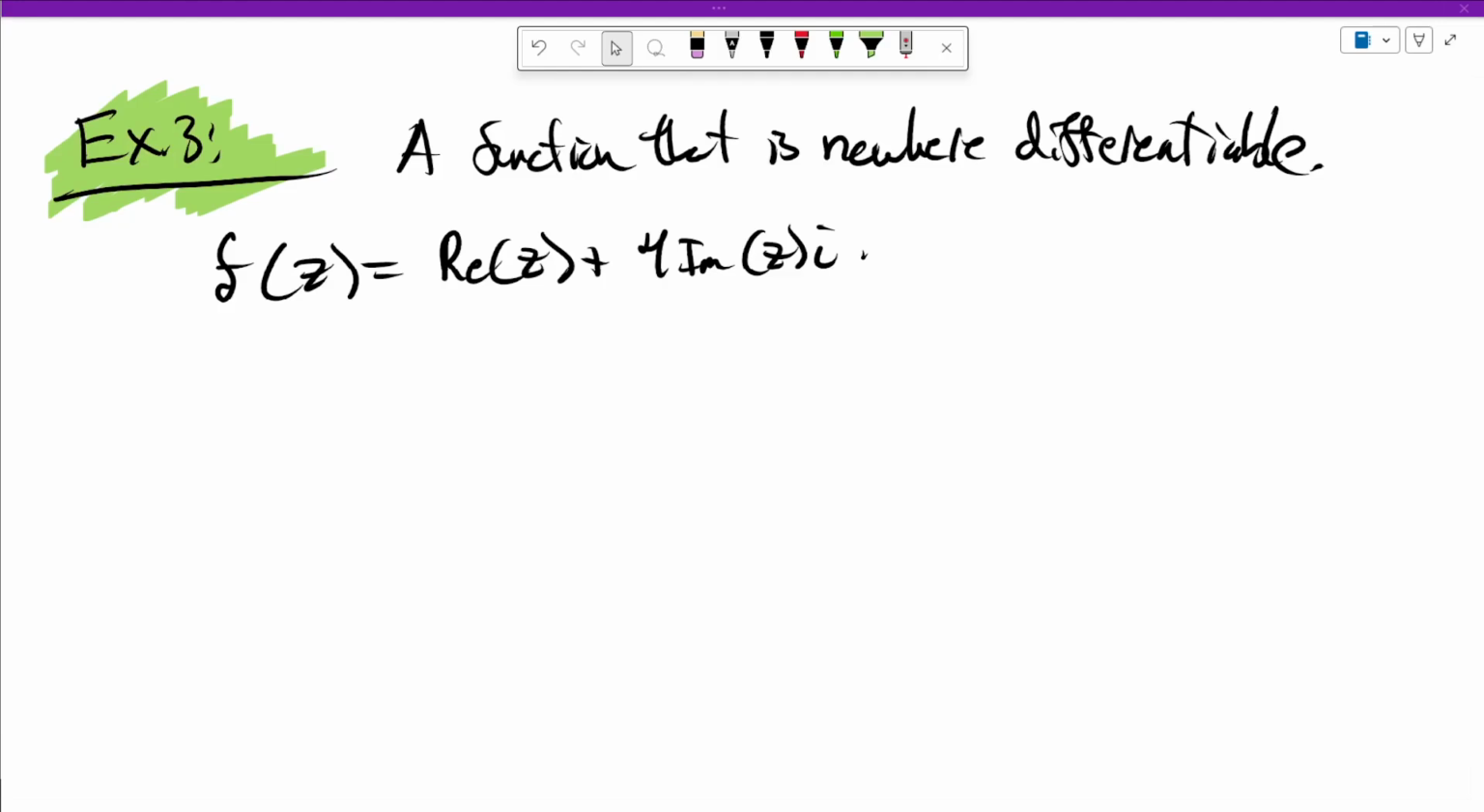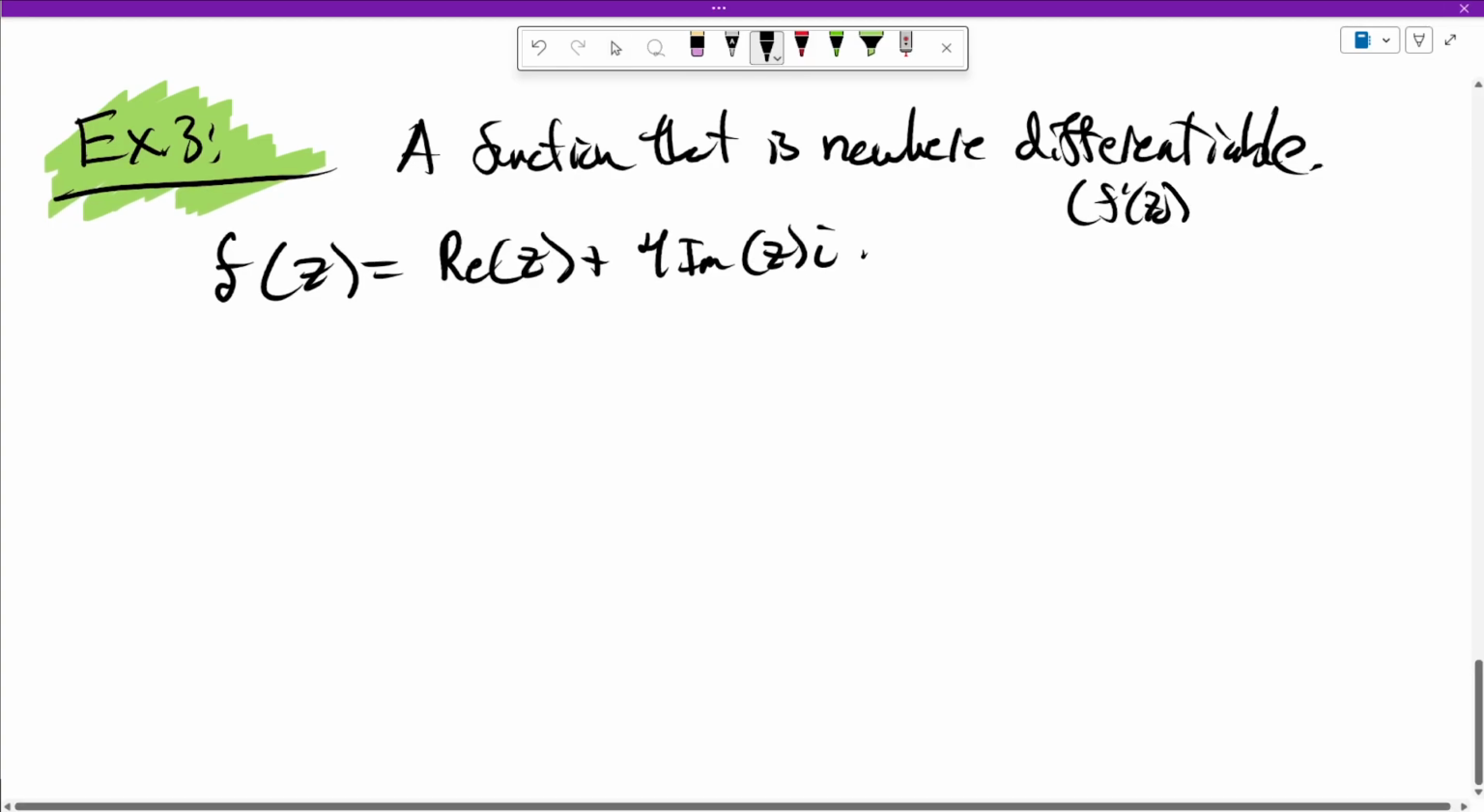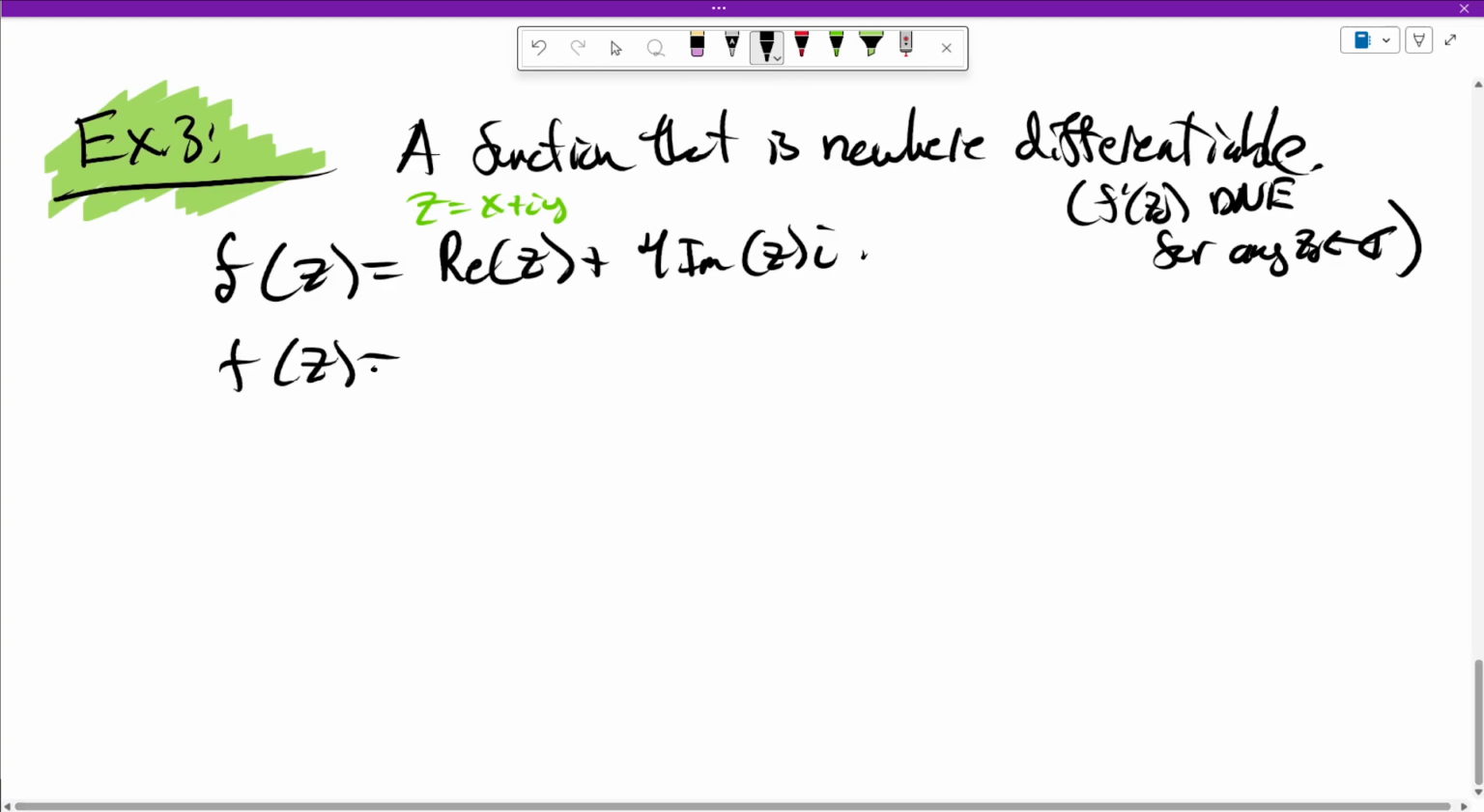In the next example, we're going to reverse our direction a little bit, and we're going to look at a function that's nowhere differentiable. Nowhere differentiable means that f prime of z naught does not exist for any point in the complex numbers. So there's nowhere where we can make sense of the derivative of this function. And let me just notice here, if we write z as x plus iy, which is a helpful thing to write, then this is saying f of z is x plus 4yi, I guess. It doesn't matter where you put the i.